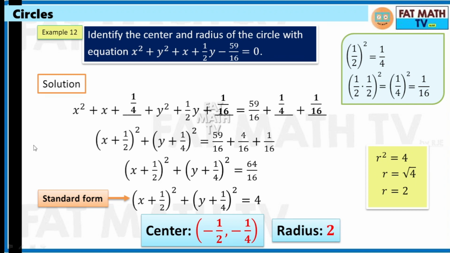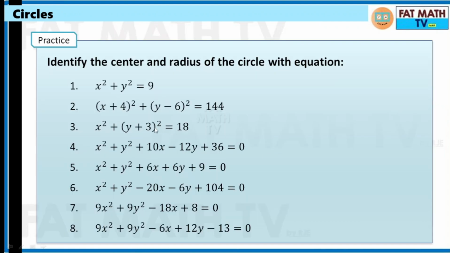So that's it for our examples. This time, let us have a practice. Here you are given the standard form from 1 to 3, but from 4 to 8, you're given the general form. So you just apply what I showed you in the examples. Complete the square, express as standard form, and identify the center and the radius. You will be needing more time here, especially in items number 4 to 8. So pause the video.